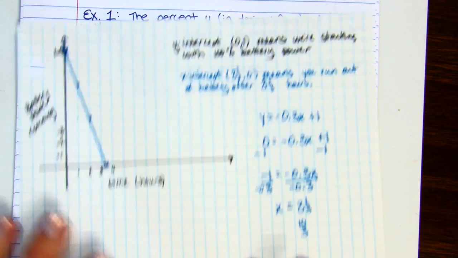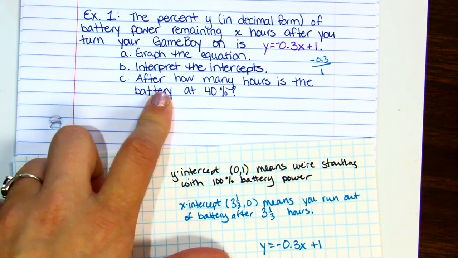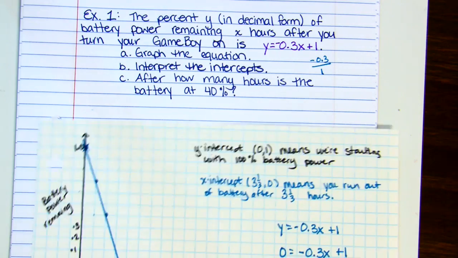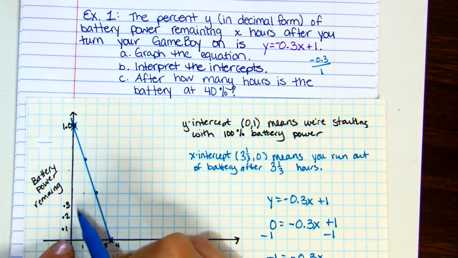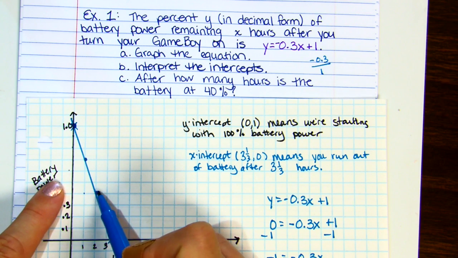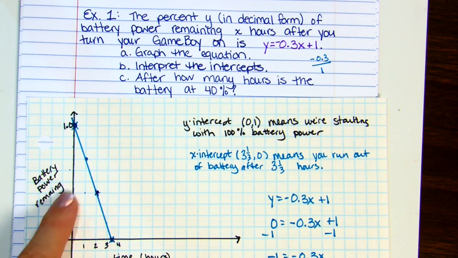So that was the second part of that problem. It was interpreting the intercepts. And then part C says, after how many hours is the battery at 40%? So I could use my graph and go up to 40%, and it looks like that's right on at 2 hours. So at 2 hours of use, I have 40% of my battery left.